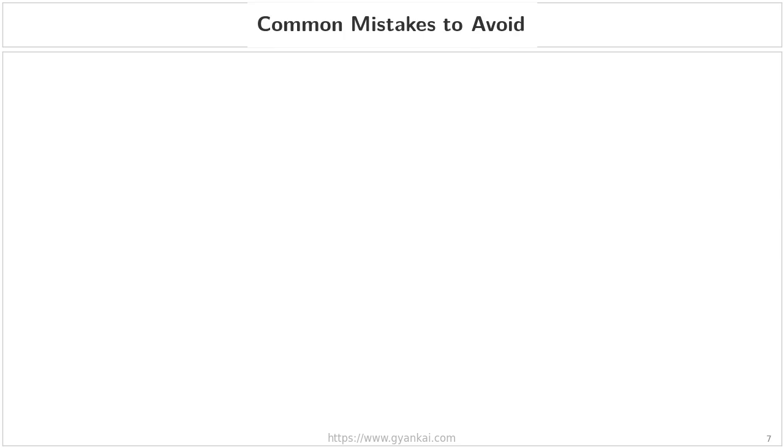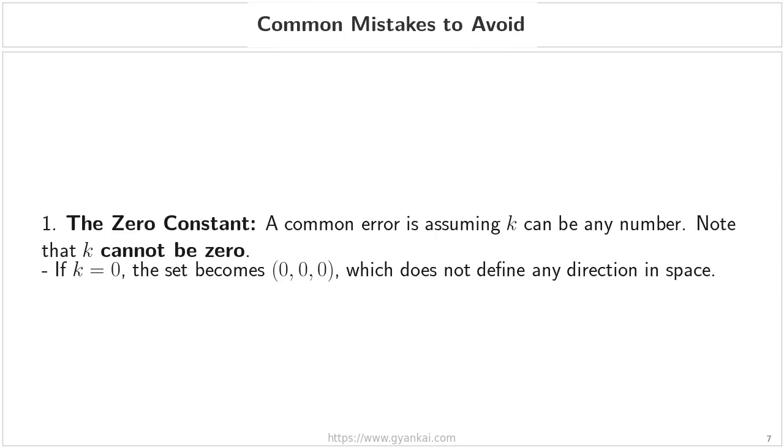Common mistakes to avoid. First, let's talk about the zero constant. Throughout our discussion on proportionality, we used a constant, which we called k. It is very easy to assume that k can be any number at all, but please remember, k cannot be 0. Think about it. If you multiply your direction ratios by 0, your entire set becomes 0, 0, 0. A set of zeros doesn't point anywhere. It doesn't define a direction in space, so it's mathematically invalid for representing a line.